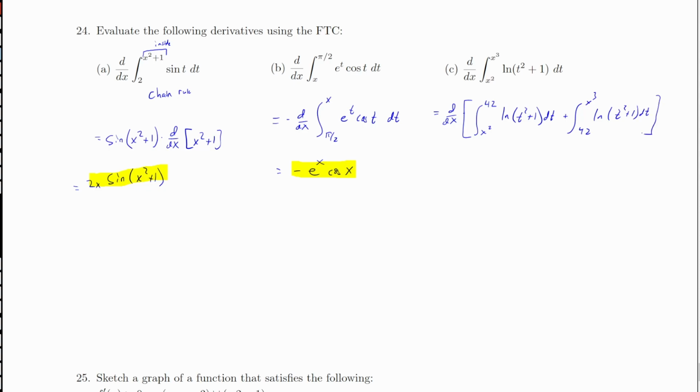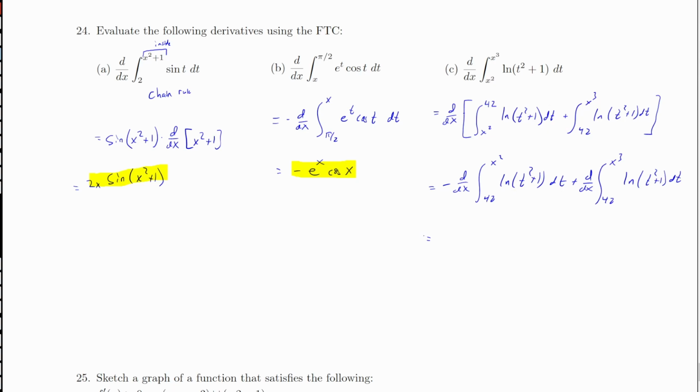Okay. And now what I'm going to do is two things. The derivative of a sum is the sum of the derivatives, okay? And also for this first one, I'm going to flip my limits of integration. So we're going to have negative derivative from 42 to x squared, of ln of t squared plus 1 dt, plus the derivative with respect to x of the integral from 42 to x cubed of ln of t squared plus 1 dt.